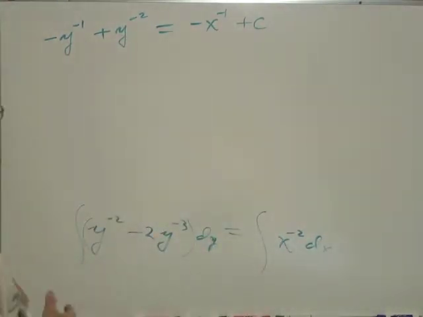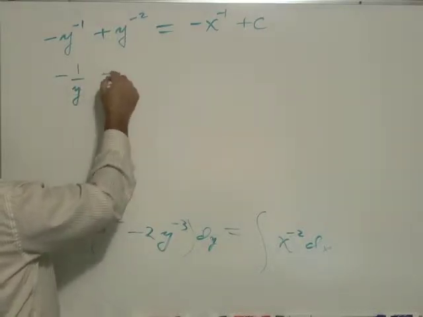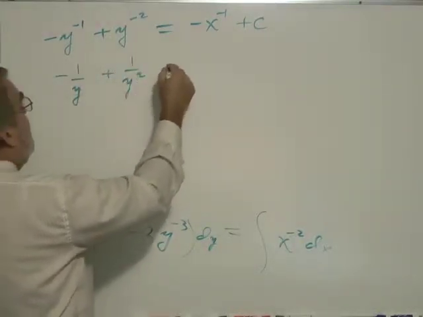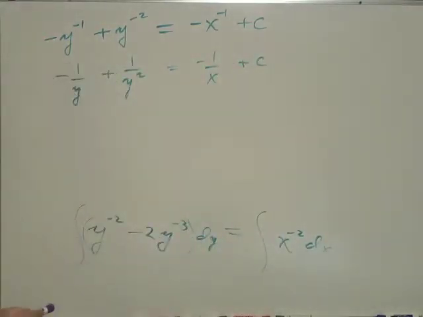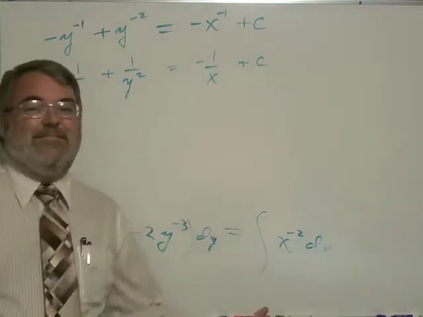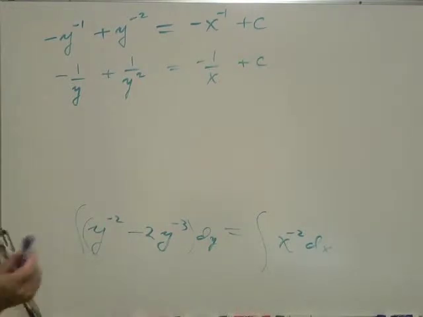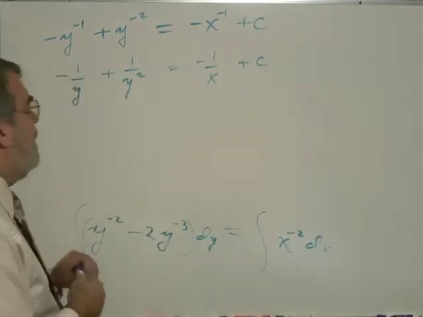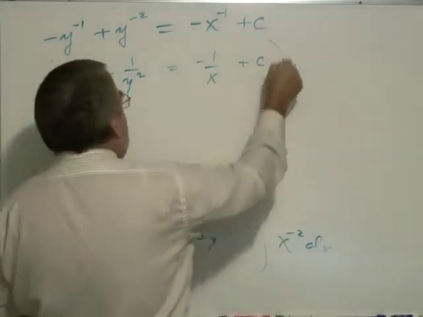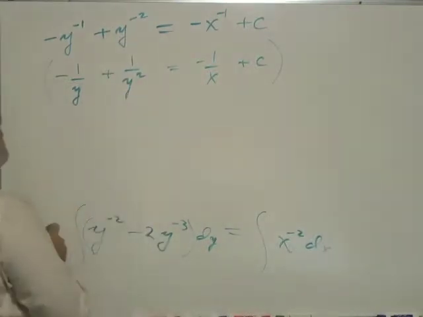All right, now we have kind of a dilemma. How are we going to write the answer? This is really 1 over y, minus 1 over y plus 1 over y squared equals minus 1 over x plus a constant. That actually is a solution to this problem. But our textbook, I looked earlier, doesn't leave it with any fractions, so they cleared the fractions. You can do so by multiplying across by the common denominator, x y squared.